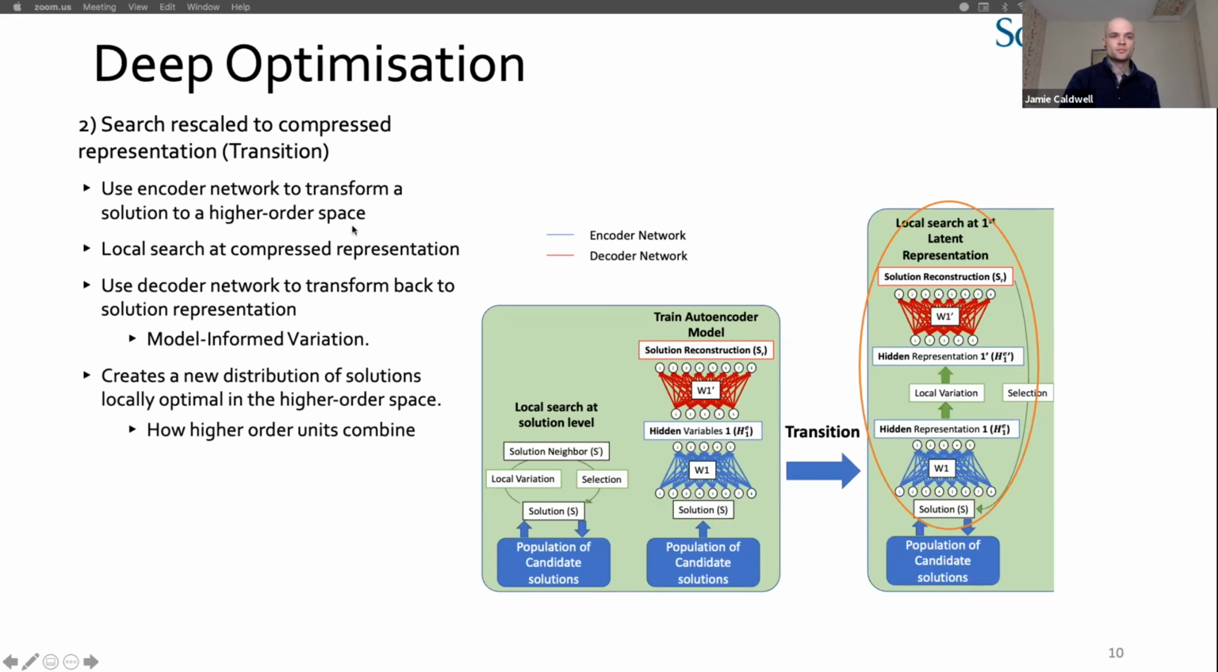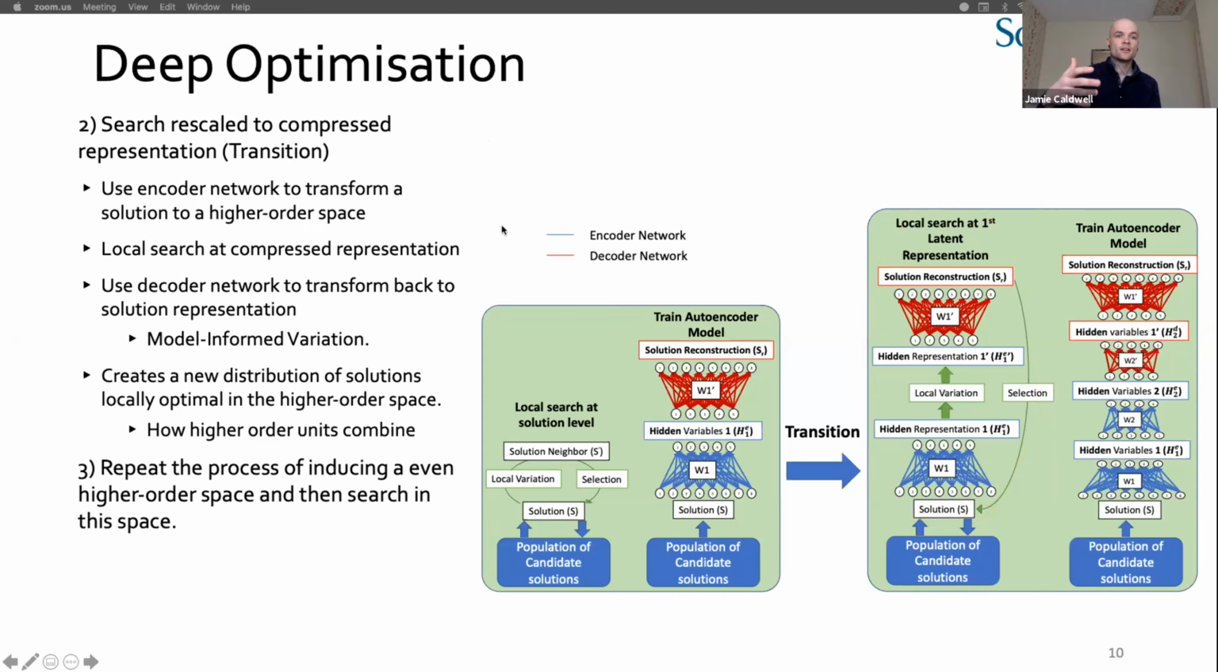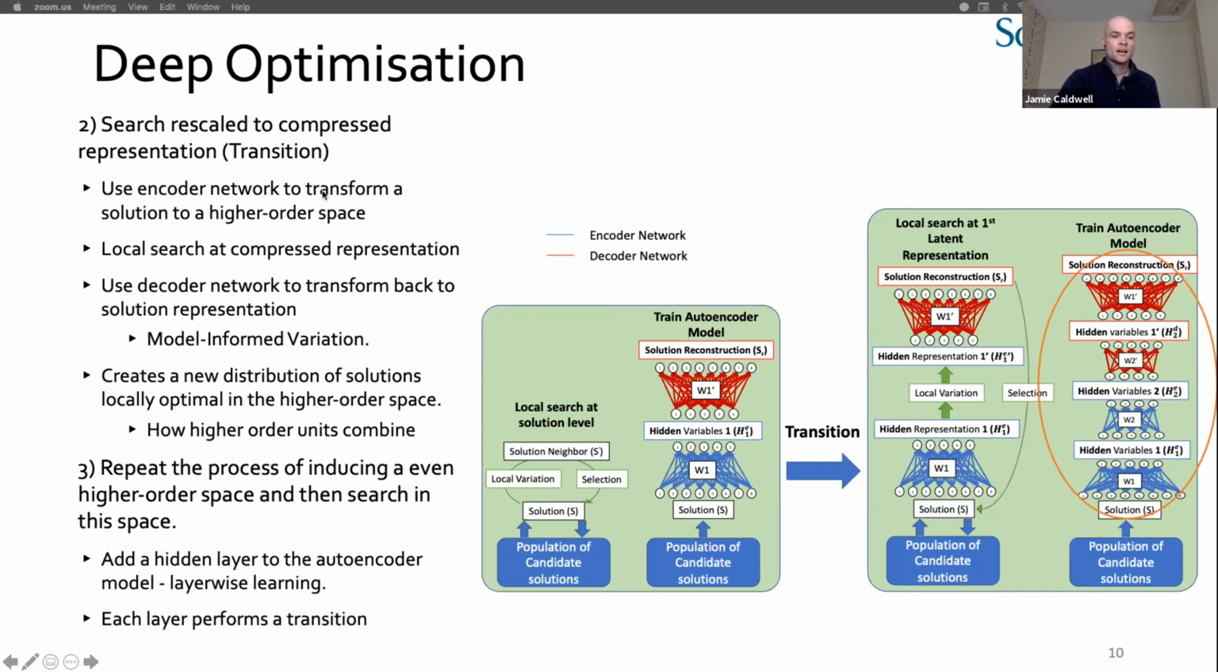In doing so, this creates a new distribution of solutions that are now locally optimal relative to this higher order representation. And therefore, the population of solutions contains information about how these higher order units now combine. So the next step is then to induce an even higher compression of the space. And we do this by adding a hidden layer to the autoencoder model. This is linked with layer-wise learning developed back in 2006 by Hinton, where a new hidden layer is added to the model, and now the whole model is updated using the population of solutions found by local search at the first hidden layer. And that completes another cycle of the transition, and this can keep being repeated, constructing a deep representation of the search space. The algorithm continues until it has found a global optimum, or no solution improvements are made at the hidden representation.